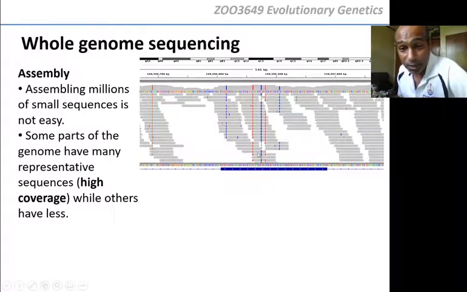But at this blue site here, and at this red site here, and at this red site here, there's plenty of coverage. You can call it heterozygotes. That's what we mean by coverage.